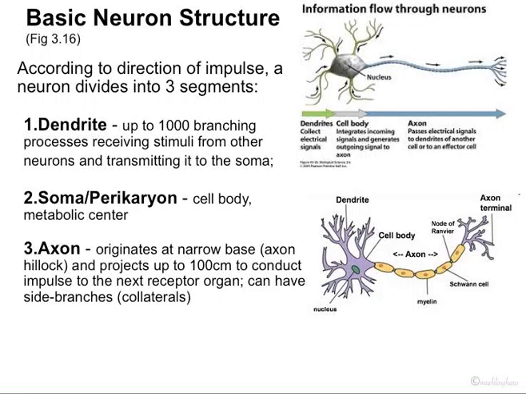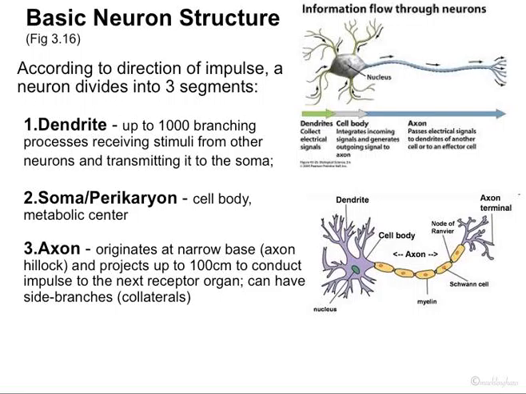The soma, in neurology, we call that the soma or the perikaryon. And that is the metabolic center. That's the place where we make energy, where we make neurotransmitters, for example. So all that machinery is there. And then off of that body comes a long, long extension. It originates at a narrow base at the cell body, and that is the axon.